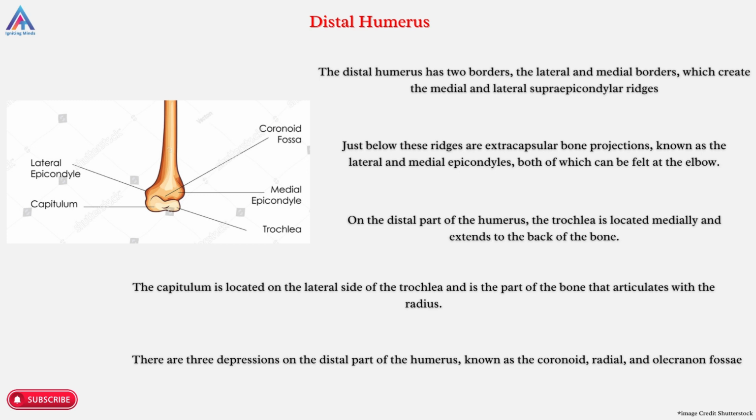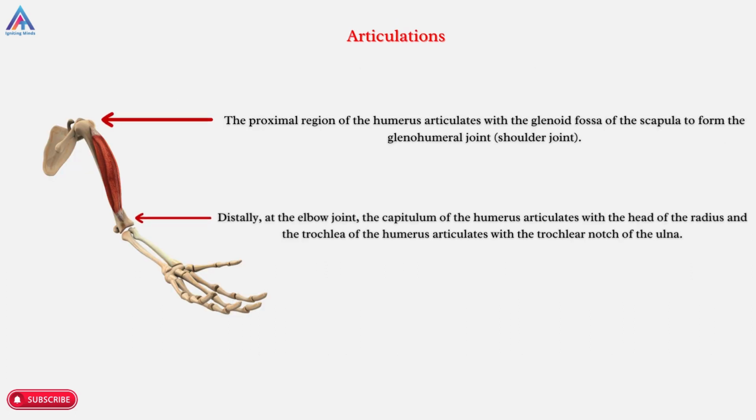The trochlea is located medially and extends to the back of the bone. On the lateral side of the trochlea is the capitulum, which is the part of the bone that articulates with the radius. There are three depressions on the distal part of the humerus, which are known as the coronoid, radial, and olecranon fossae. The proximal part of the humerus connects with the glenoid fossa of the scapula to create the shoulder joint, also known as the glenohumeral joint.